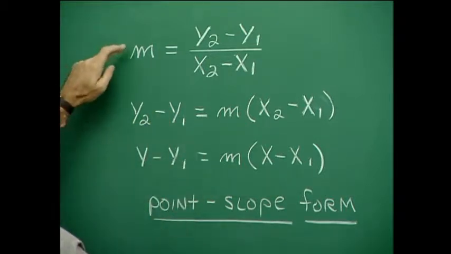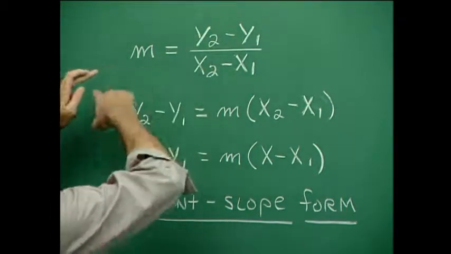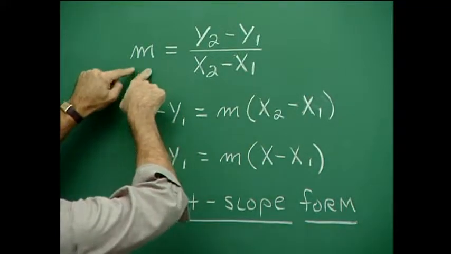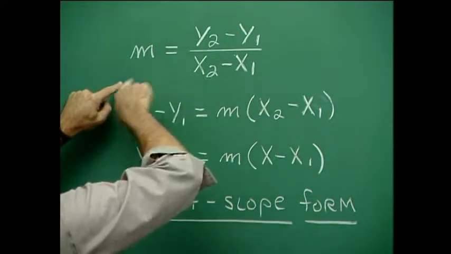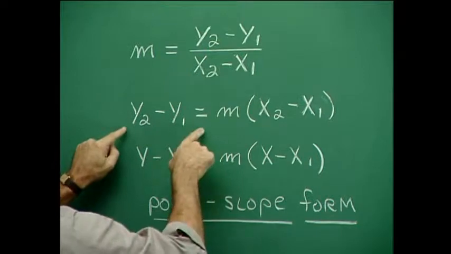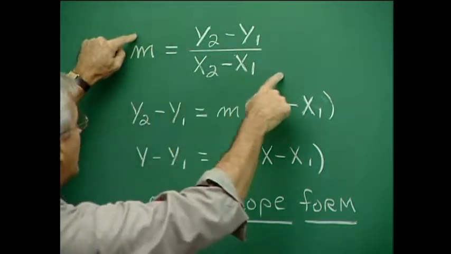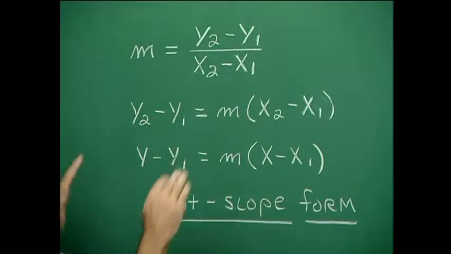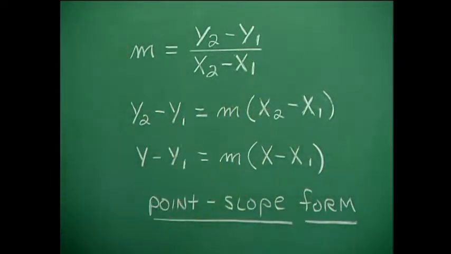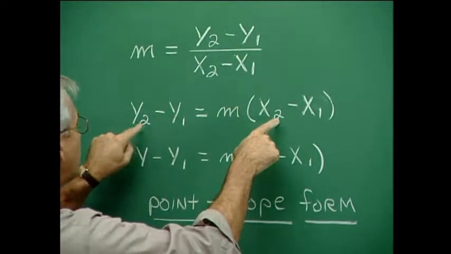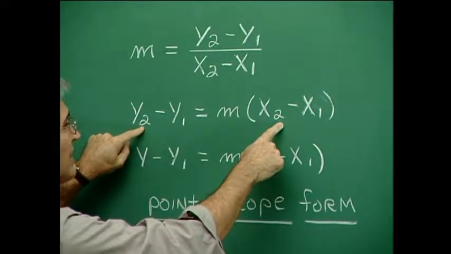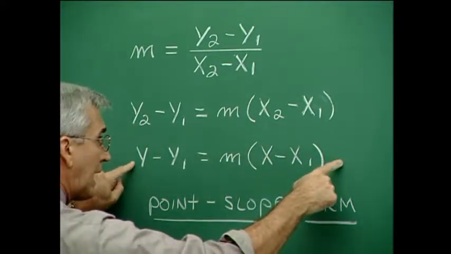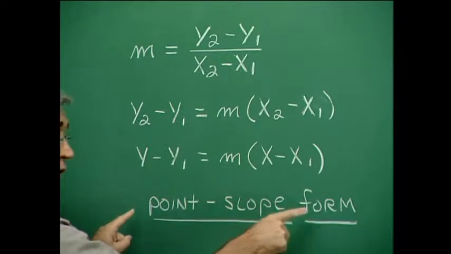Now, think of this as m over 1, and let's cross-multiply. So the denominator here is 1, and if we go this way first, we have 1 times y2 minus y1, and in the other direction, m times x sub 2 minus x sub 1. Now, when this form of the slope formula is used, the subscripted 2's are often eliminated. So this form is often written like this, and it's called the point slope form.